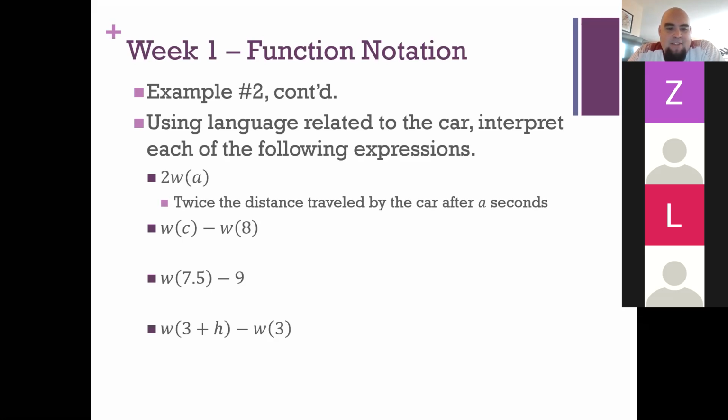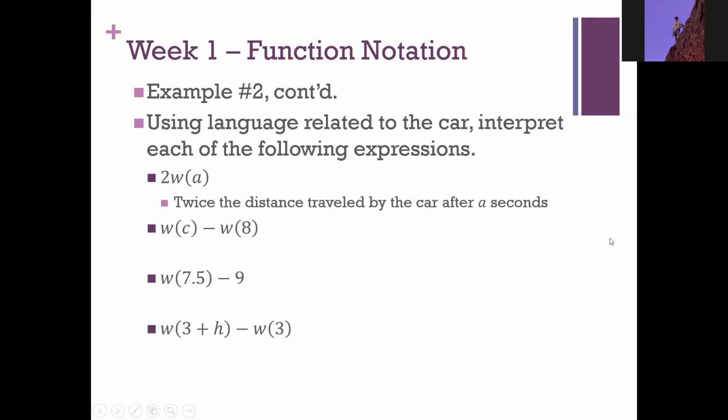How about W of C minus W of 8? Change in distance from t equals C to t equals 8. Okay, so change in distance from t equals C to t equals 8. How do we feel about that, everyone? Actually, wait, that might be wrong. Why might that be wrong? Because technically, if we're subtracting W of C minus W of 8, that probably means it's from t equals 8 to t equals C. Sorry, I messed that up.